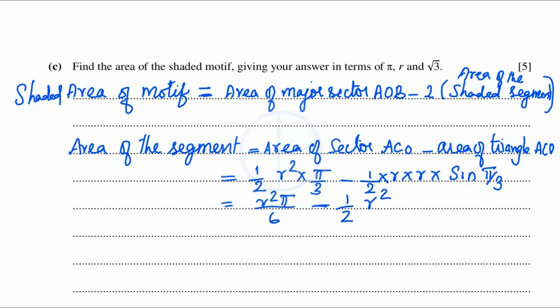Sine pi over 3 is square root of 3 divided by 2. So this is equal to pi r squared by 6 minus square root of 3 divided by 4 r squared. This is the area of the segment. So let's find the shaded area of the motif.